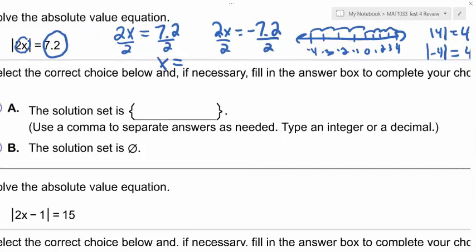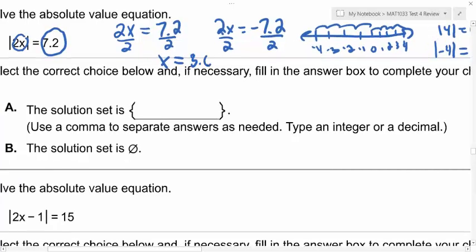3.6 and negative 3.6. Yeah, so sometimes it works out that your answers are just the same number, positive and negative, but definitely not always, as you'll see in some of the other problems. But the reason that works is, let's check those answers. 2 times 3.6 is 7.2. The absolute value of 7.2 is 7.2, right? So we just confirmed that the first answer worked. 2 times negative 3.6 is negative 7.2, but the absolute value of negative 7.2 is still positive 7.2. So they both work.